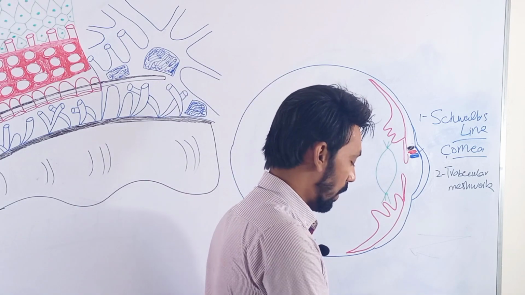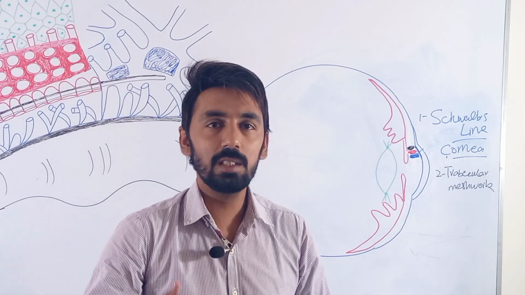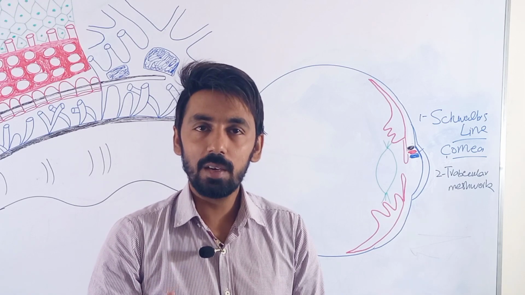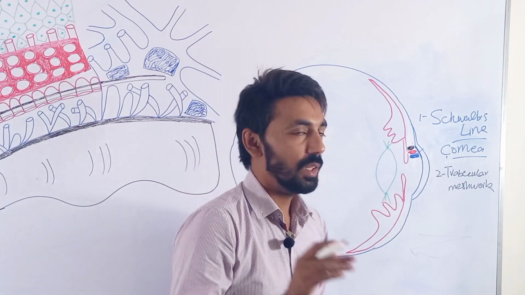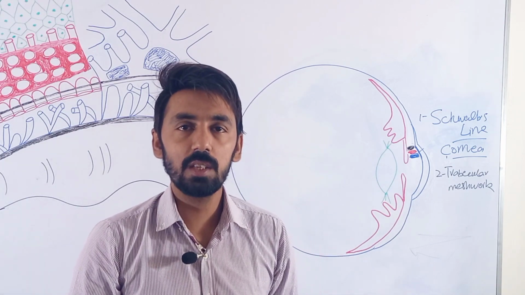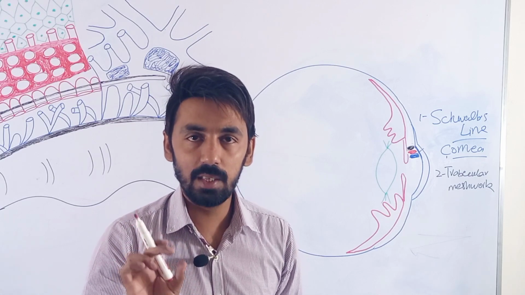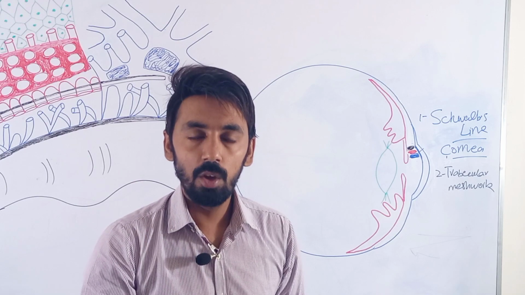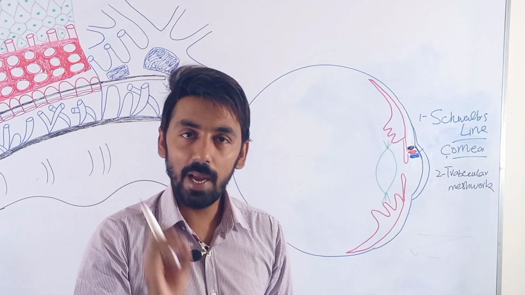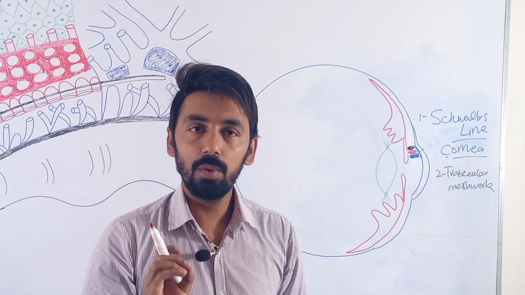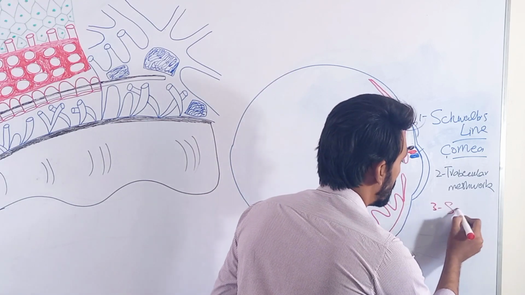So the third structure is called the scleral spur, and if I am saying scleral spur, it means it is part of the sclera, right? So the third structure is part of the sclera, a group of fibers in the sclera called the scleral spur, which gives attachment to the longitudinal muscles of the ciliaris muscle, which is helpful for the outflow of the aqueous humor. So the third structure is called the scleral spur.